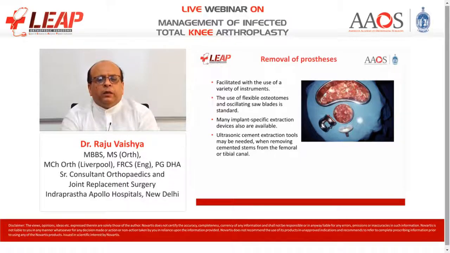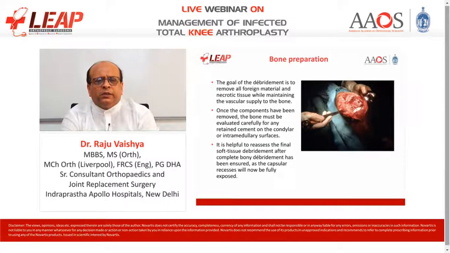Once you have removed the prosthesis, you prepare the bone for further action. The goal of debridement is to remove all foreign material and necrotic tissue while maintaining the vascular supply to the bone. Once the components have been removed, the bone must be evaluated carefully for any retained cement on the condylar or intramedullary surfaces. It is helpful to reassess the final soft tissue debridement after bony debridement has been ensured, as the capsular recesses will now be fully exposed. Extensive debridement of the soft tissue and bone is mandatory in the first stage of revision total knee arthroplasty.